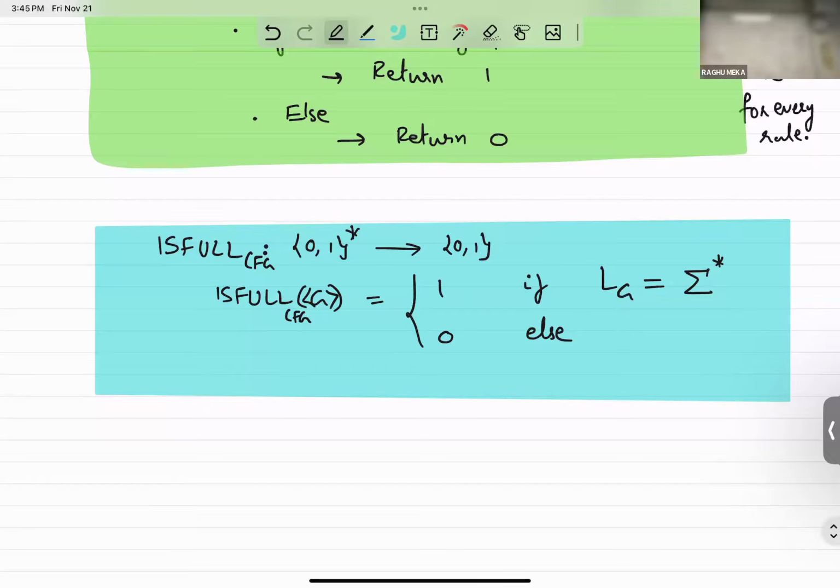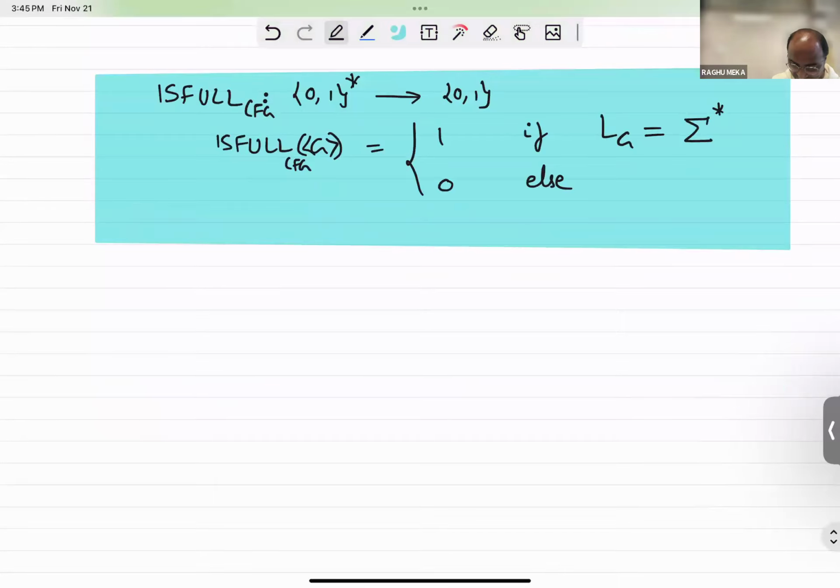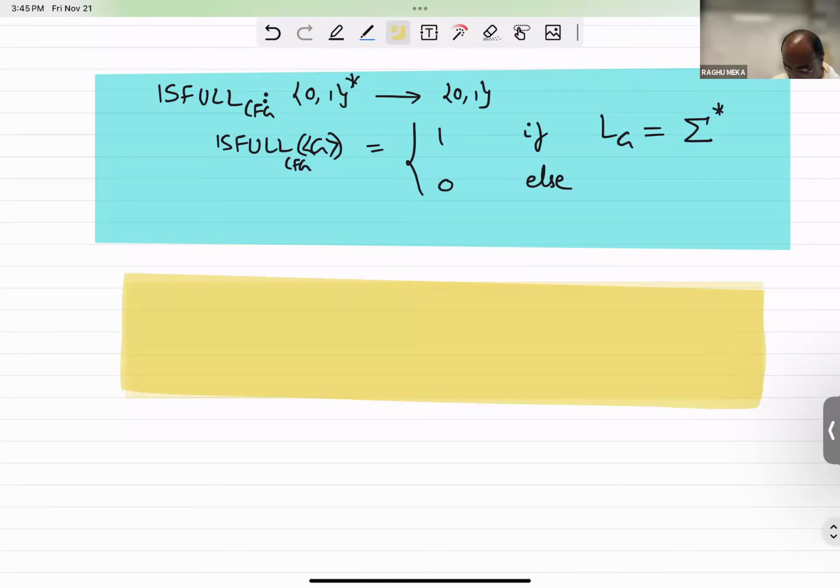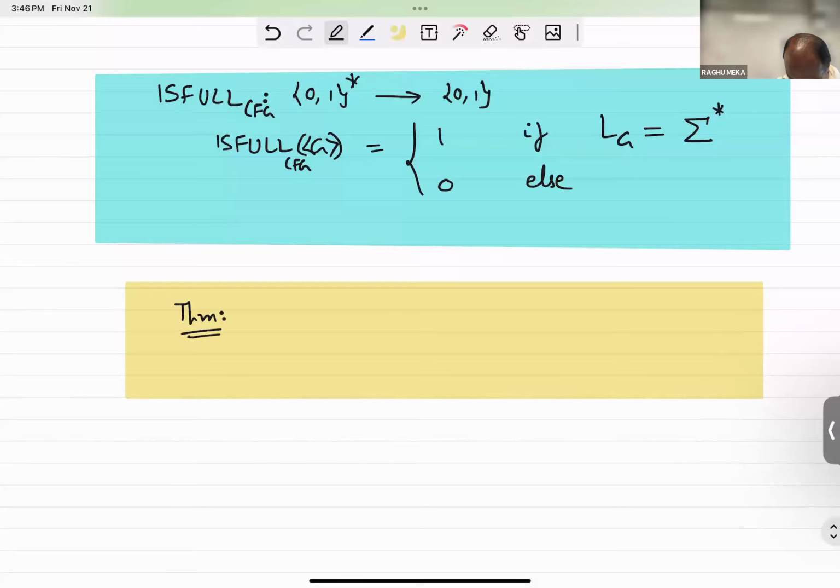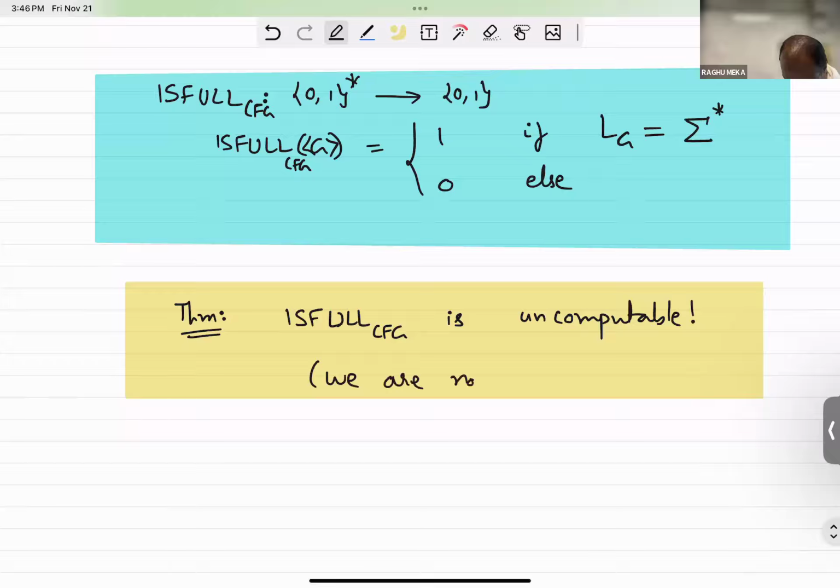Okay? Right? But the bizarre thing, really bizarre to me, when I first learned it, I didn't believe it, is that not empty is computable. Okay? And theorem: is full CFG is uncomputable. We are not going to prove this.